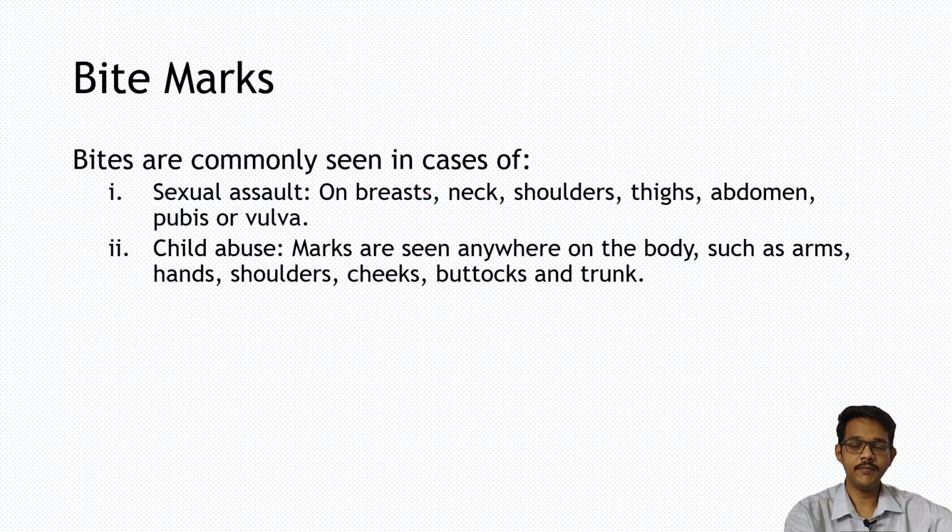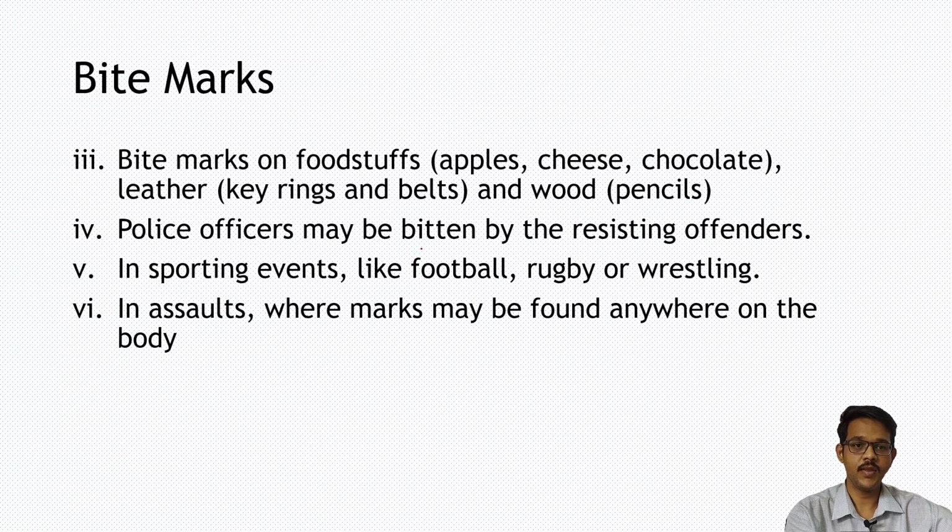Now coming to identification from bite marks. Bite marks are commonly seen in cases of sexual assault. They can be seen on the breast, neck, shoulders, thighs, abdomen, on the pubis or vulva. In cases of child abuse, they can be seen anywhere on the body, such as on arms, hands, shoulders, cheeks, buttocks, and tongue.